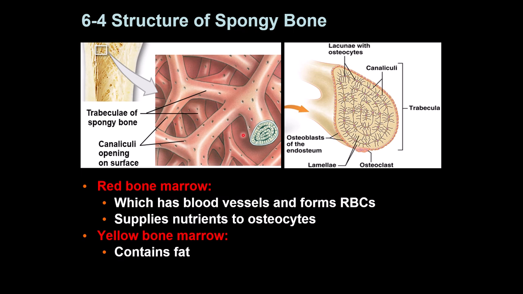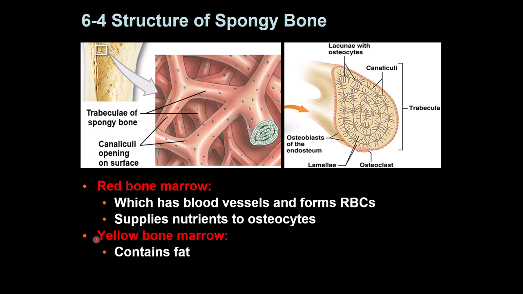And that is covered by something. So what is it covered by? It's covered by red bone marrow. And red bone marrow is the one that makes the red blood cells and other cells in the blood. It also contains blood vessels that carry those blood cells back to the blood. And as you age, some of these areas are filled with fat, and that becomes yellow bone marrow.